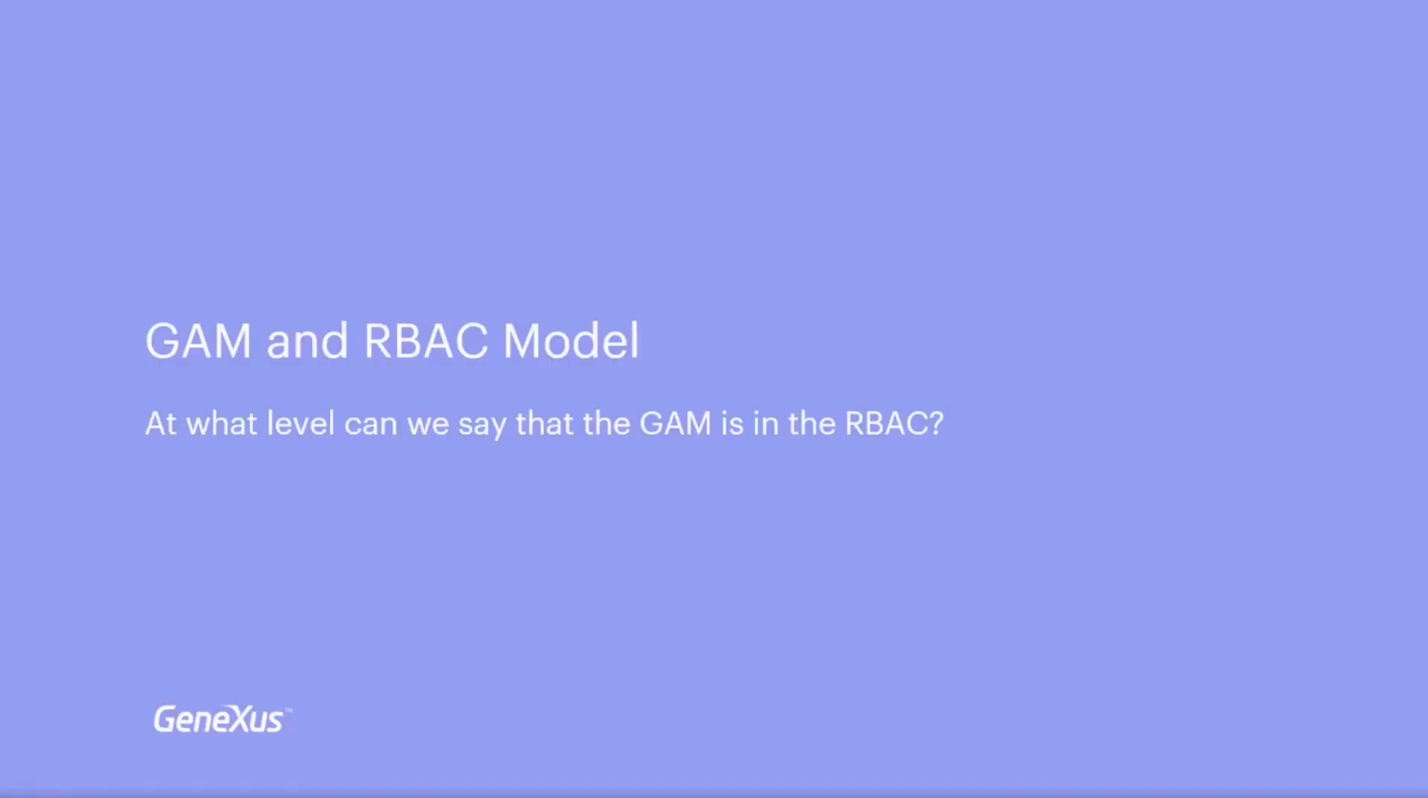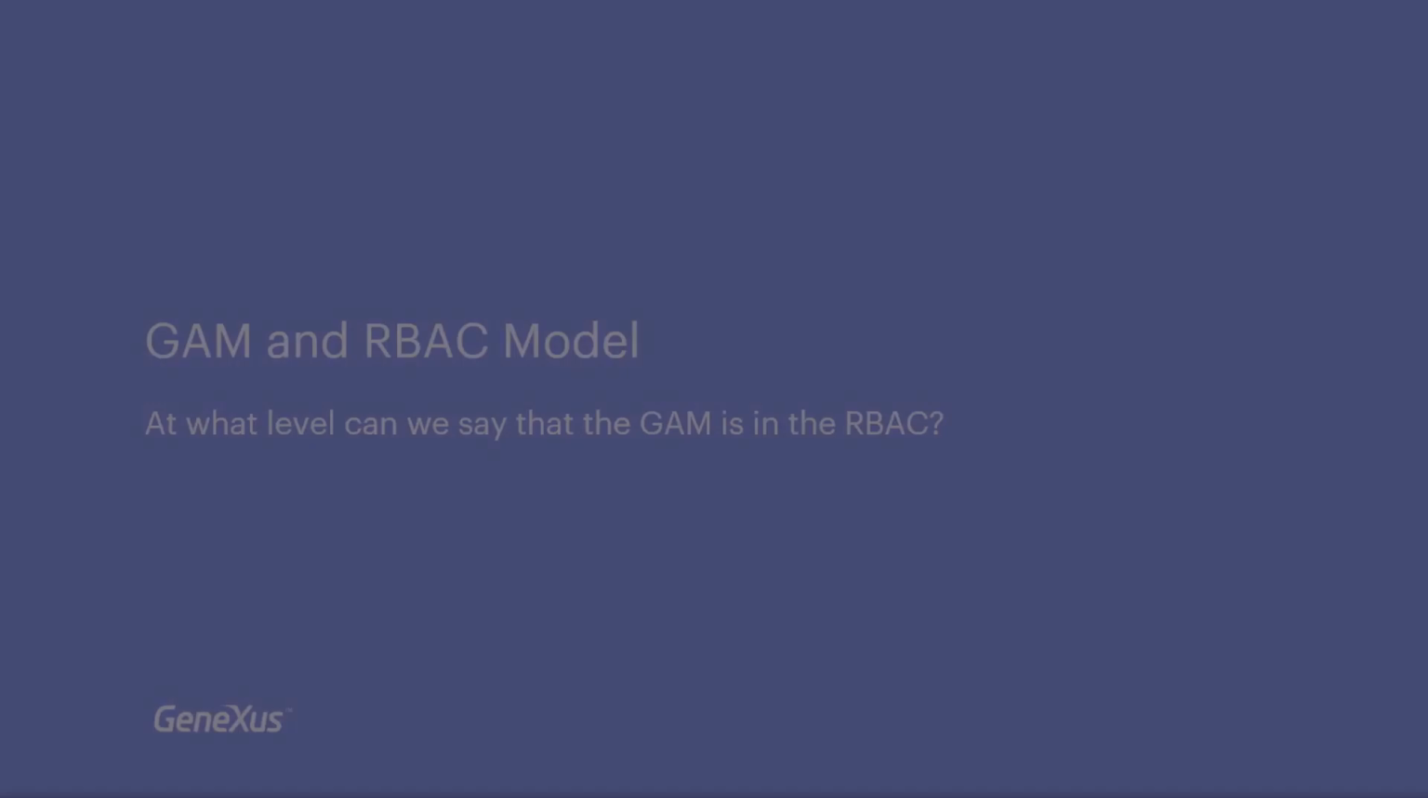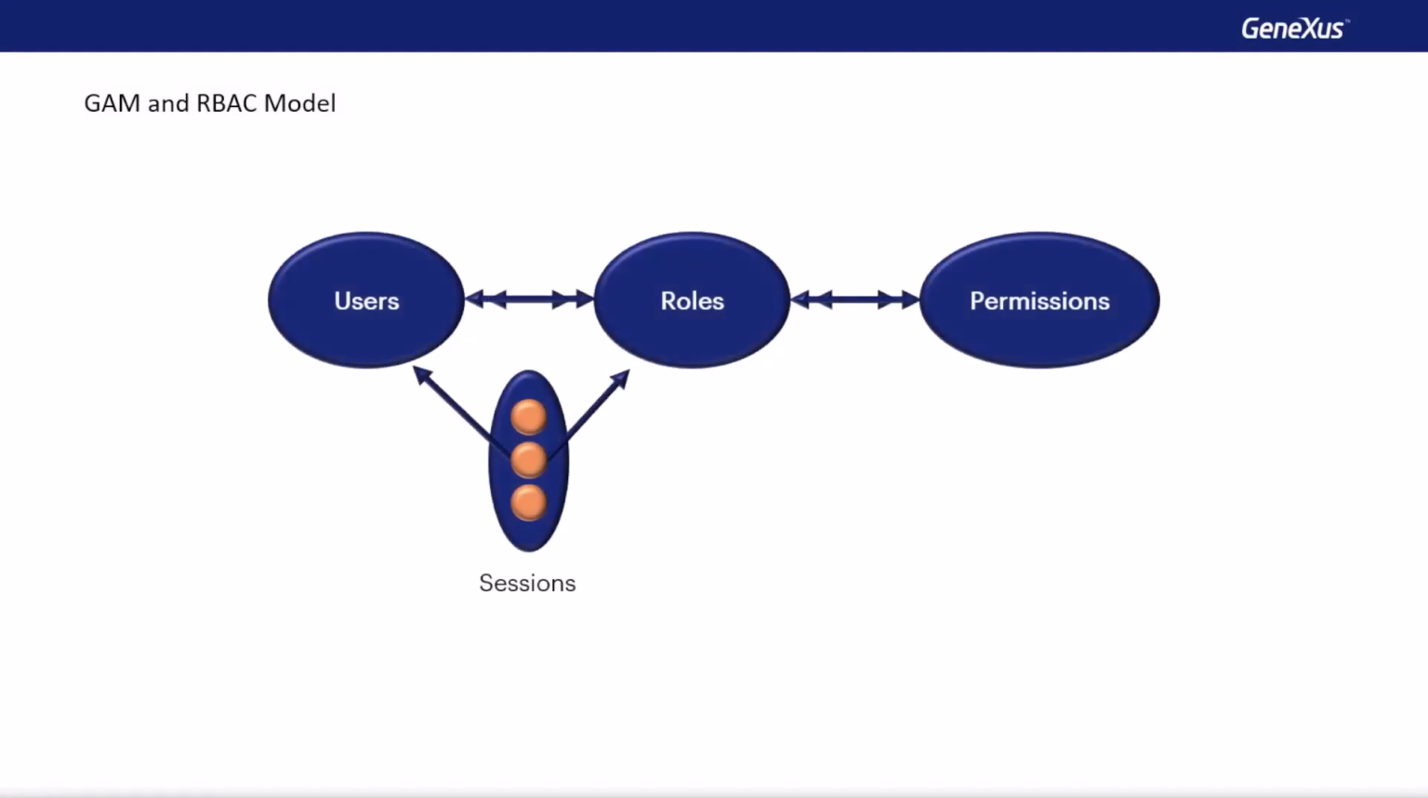At what level can we say that the GAM is part of RBAC? The GAM is located at level 3, where role separation mechanisms are applied with certain permissions for each user. Remember that it corresponds to this level. As for restrictions, although there are restrictions at permission level, they do not exist at role level.